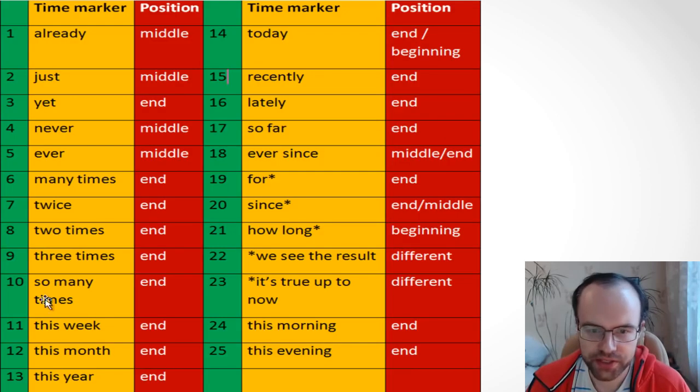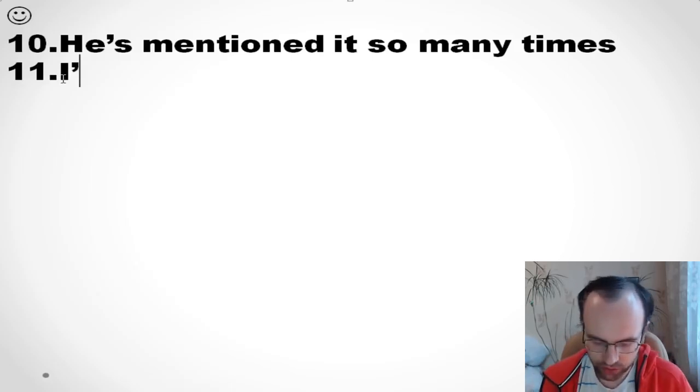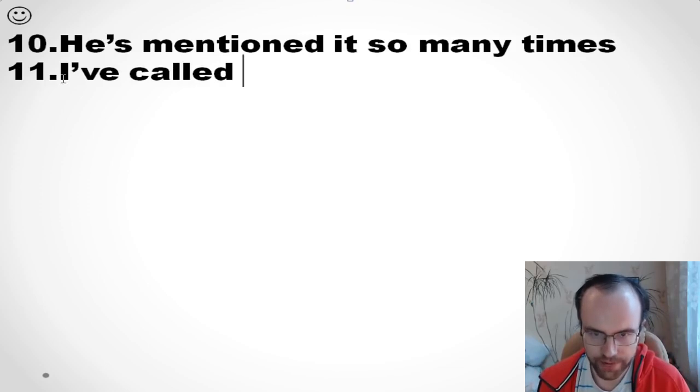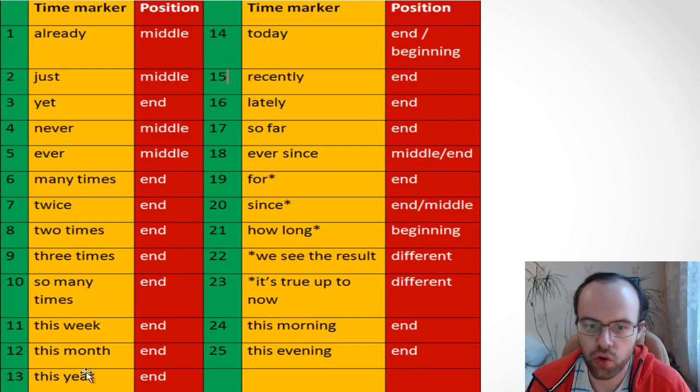Okay, so next. Different phrases or expressions with this. We put them at the end: this week, this month, this year. For example, I've called him this week. I've called him this week. So we put this week at the end. Or this month.